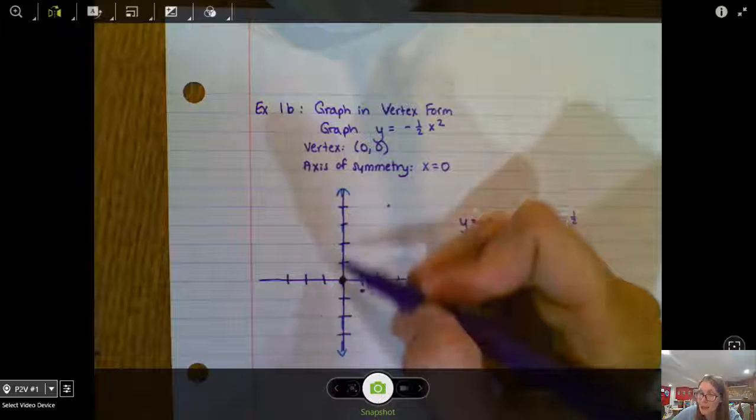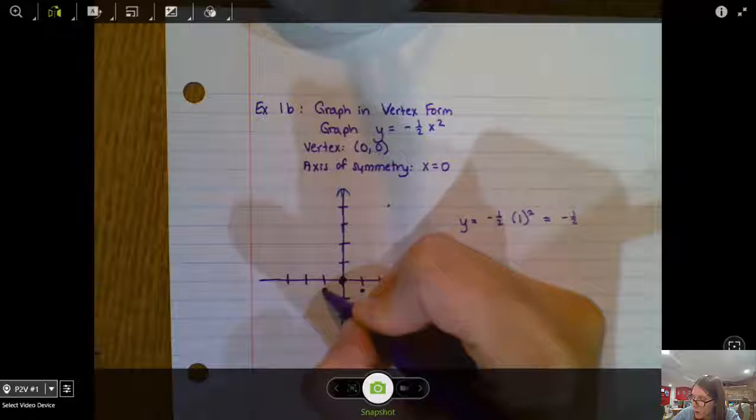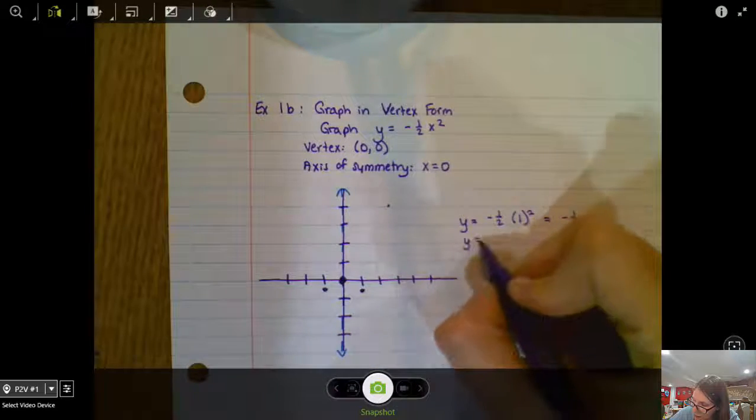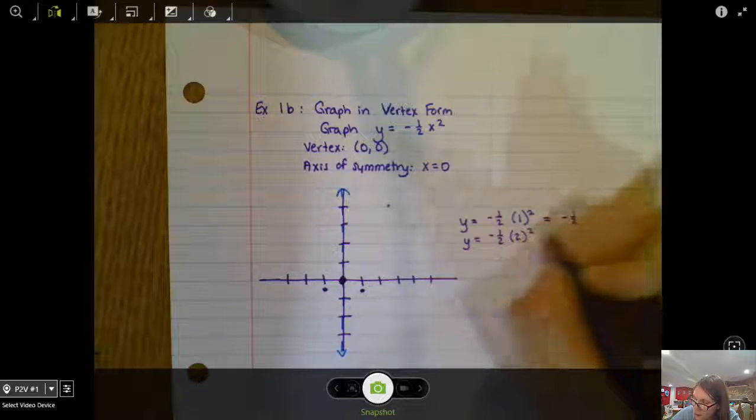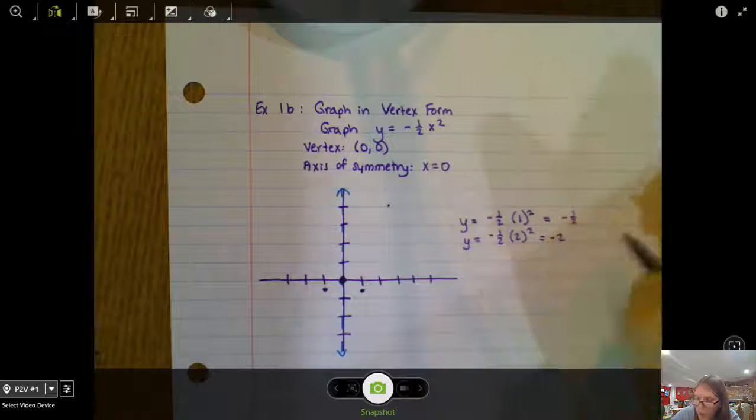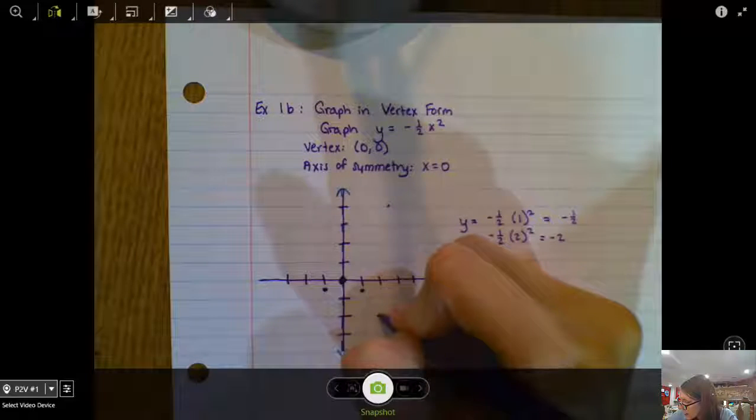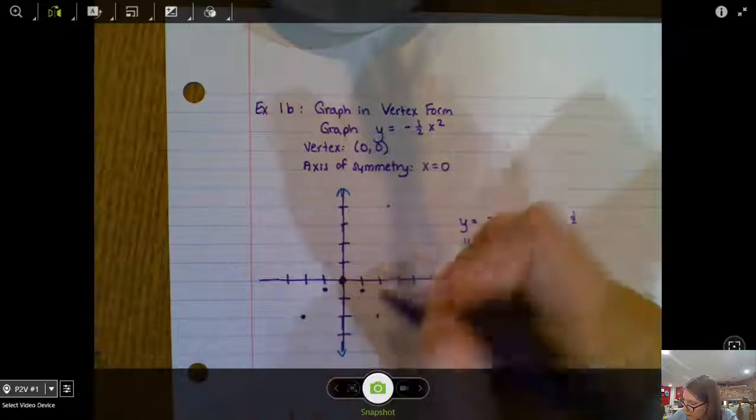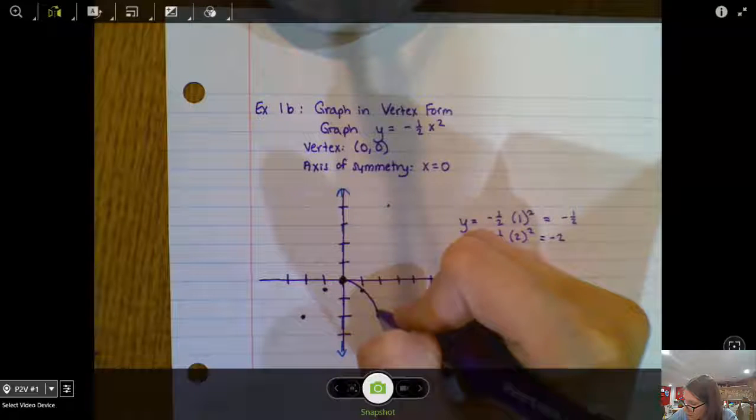Oh, and don't forget, axis of symmetry is here. So this point is also over here at -1, -1/2. And repeat the process again for another x value. We said we could use 2. -1/2 times 2 squared. 2 squared is 4 times -1/2 is -2. So 2, -2 is another point on our parabola. Same on the other side of our axis of symmetry. We have our 5 points, so we can connect the dots.